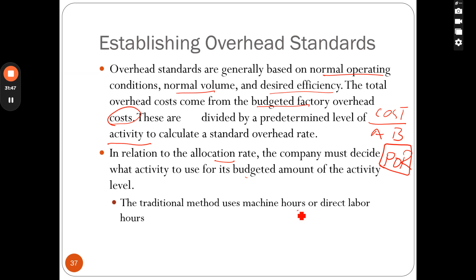So the traditional method uses machine hours or direct labor hours, and we know that the allocation base can be anything. It has to be justified. That's it. It can be machine hours, it can be labor hours, it can be components, it can be space used, whatever it is.